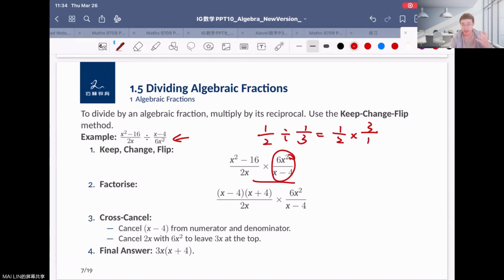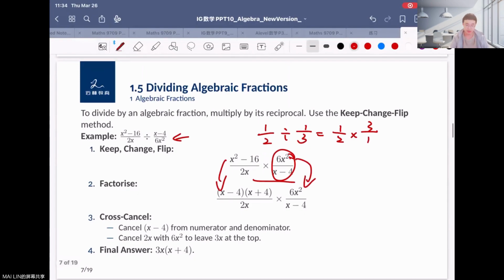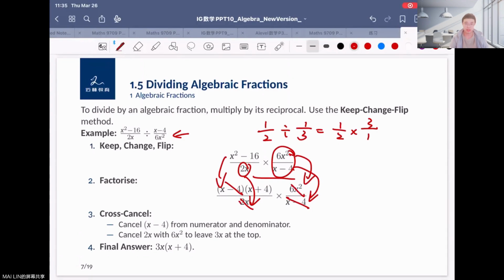And then you can factorize it, right? x squared minus 16 can be written as x minus 4 times x plus 4. So here, 6x squared stays 6x squared, the x minus 4, and 2x can be written as 2x. So it's like this form. Now you can find here is the same x minus 4, you can first delete it. And for x plus 4 over 2x times 6x squared, you can find the same part, that is 2x. So you can write 3x, right? So the final answer is 3x times x plus 4. Okay, can you understand how to write down the algebraic fractions? It's very important for you to understand and master it.